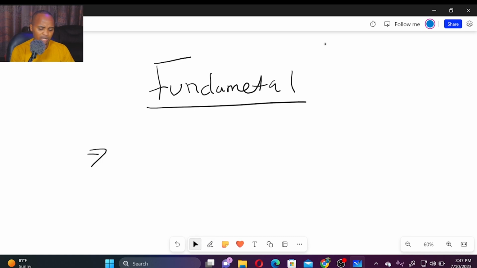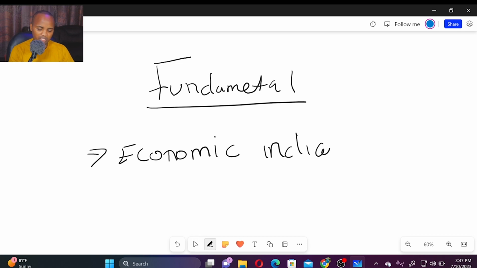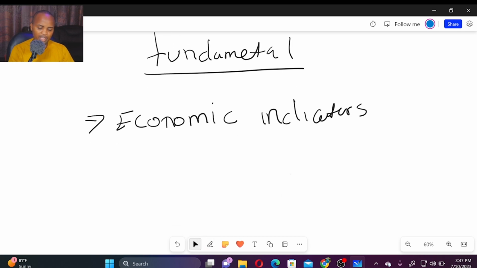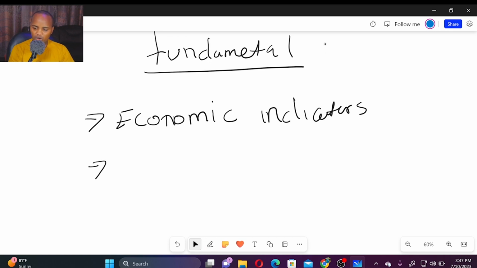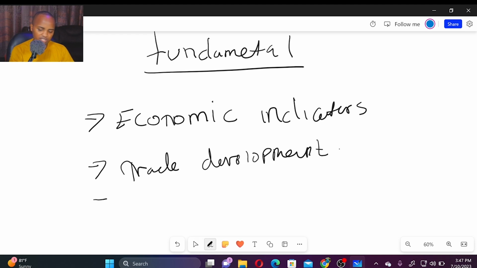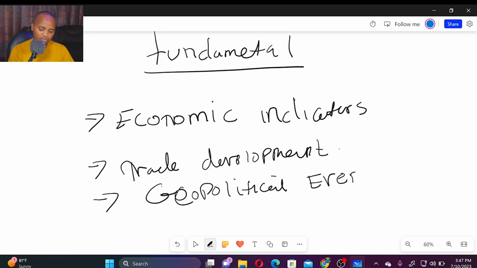We start with what we call economic indicators. We have these called economic indicators that you actually see on the market. And then we have something we call trend development. These are the things we check in fundamental analysis. Then we have what we call geopolitical events.